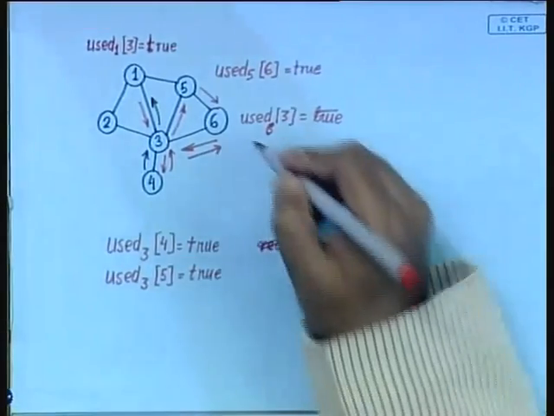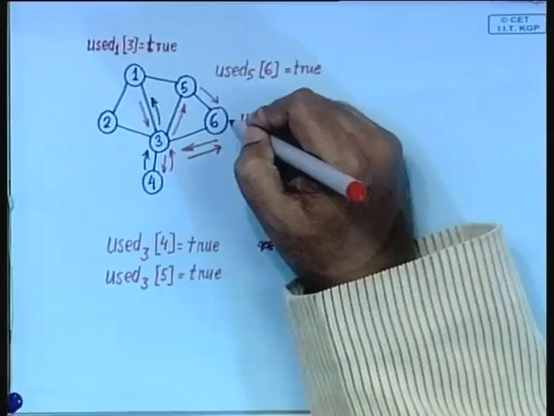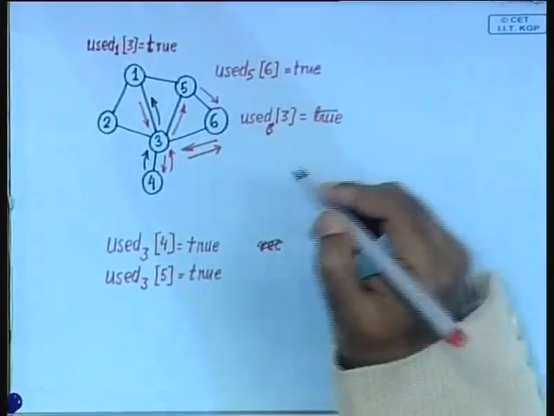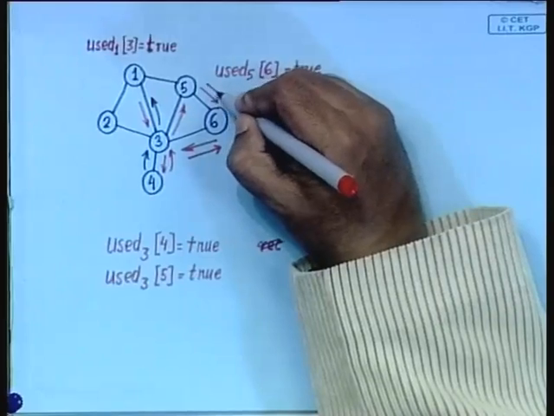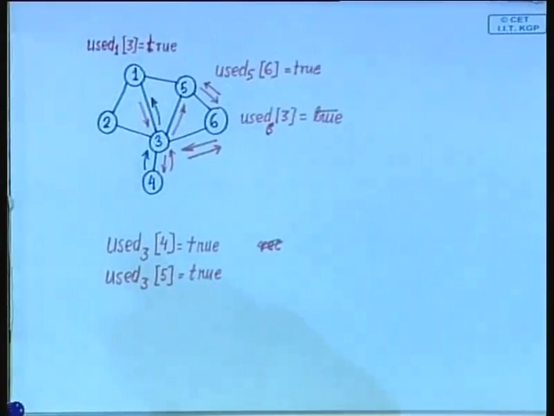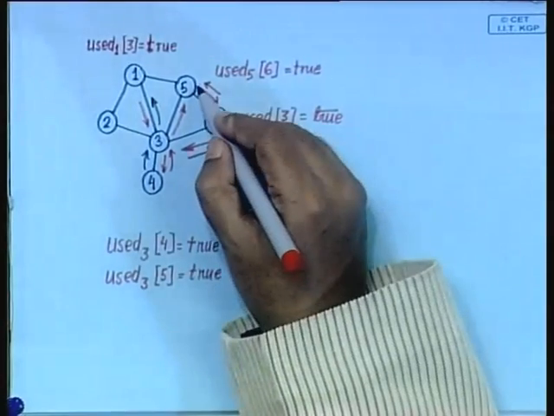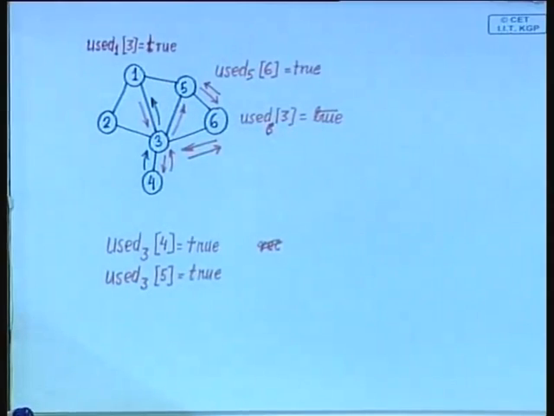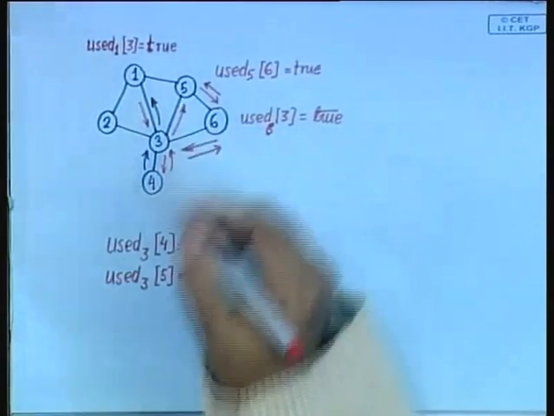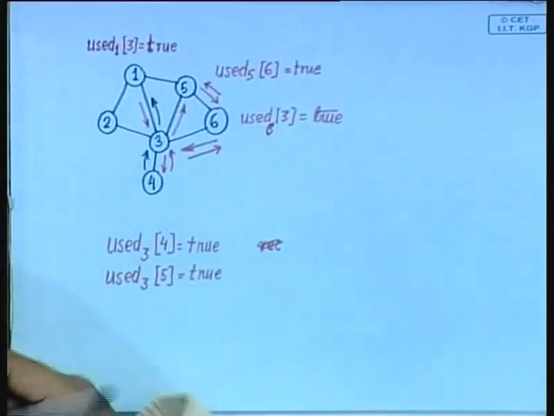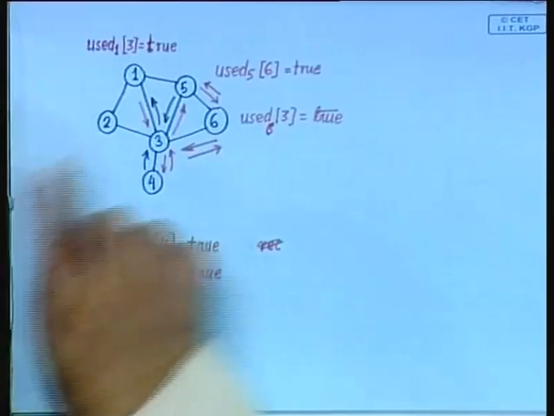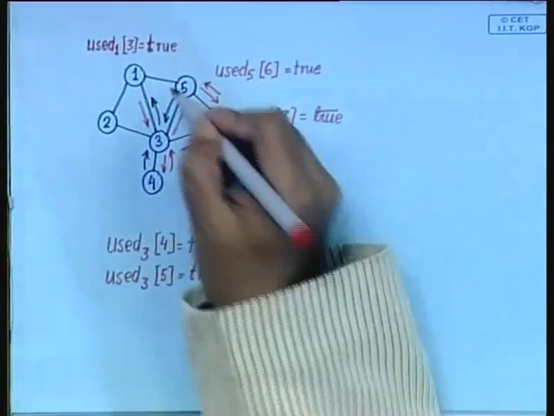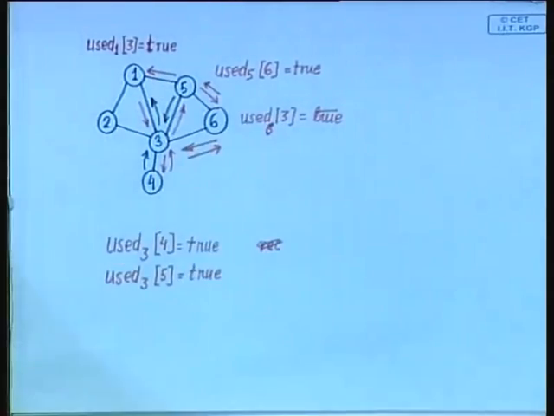Okay. And now that this is being sent back, again what will 6 see? 6 will see that there is no other unused neighbor. So, it will send the token back to its parent, right. What will 5 see? 5 will see that it has a neighbor which is not yet visited other than its parent. Who is the parent of 5? 3 is the parent of 5. So, other than its parent there is still another node which is not visited. Which one? 1. So, it will send the token to 1.